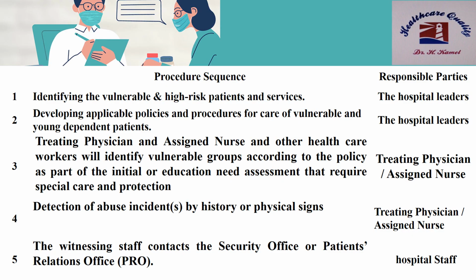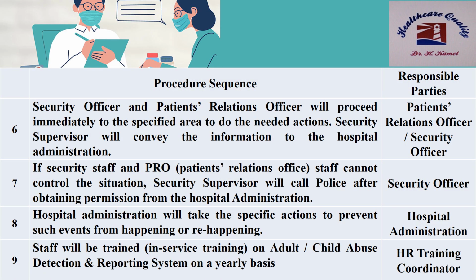Number five, the witnessing staff contacts the security office or patient relation office. Hospital staff. Number six, security officer and patient relation officer will proceed immediately to the specified area to do the needed actions. Security supervisor will convey the information to the hospital administration by patient relation officer and security officer.